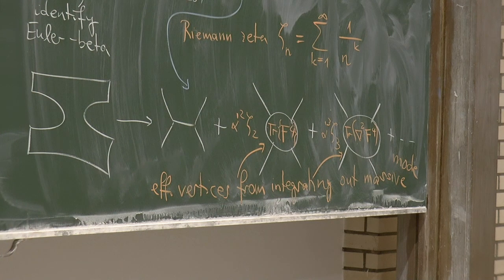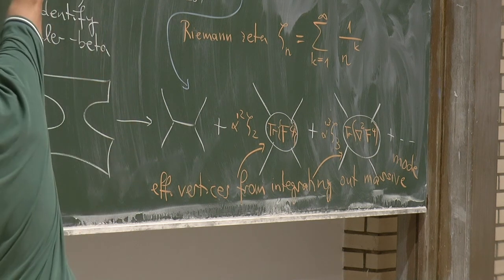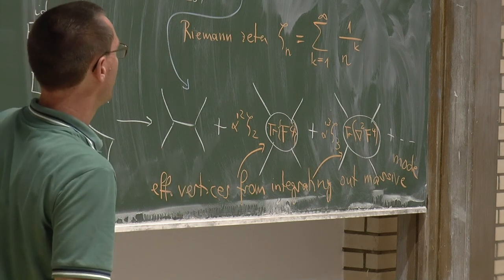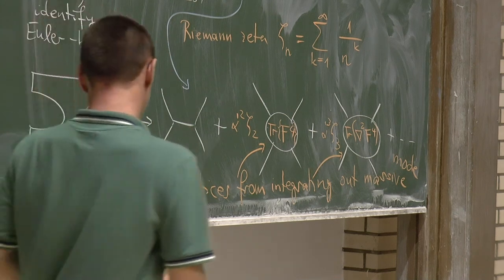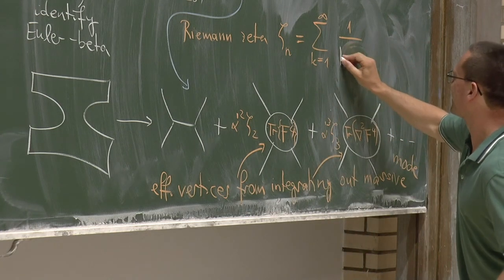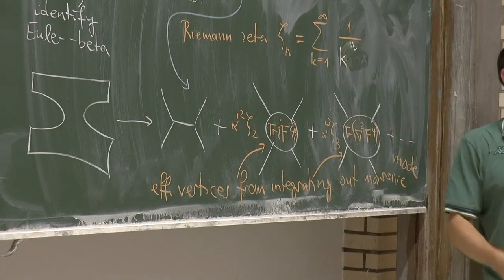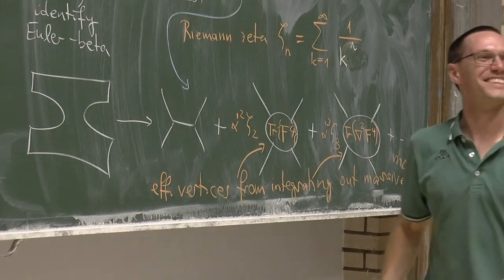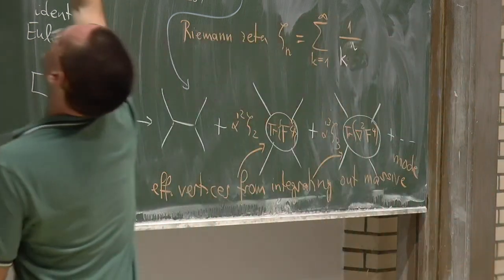Oh yeah, Justin? This is a tiny comment, but I think in your Riemann zeta function definition, you switched n and k. Oh yes, I did. Excellent. Here is the first test of your attention. Thanks a lot.